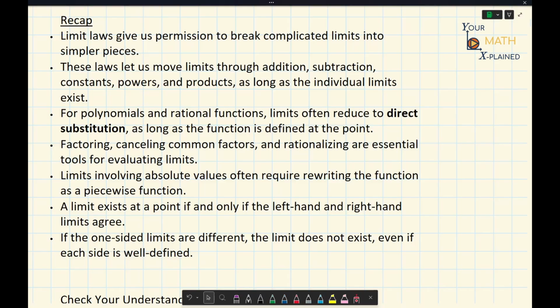When you're faced with a problem where you can't direct substitute because the function isn't defined at the point, you can try factoring, canceling common factors, and rationalizing to see if you can manipulate the expression into something you can work with. And in our last example, we saw how limits involving absolute values require us to rewrite it as a piecewise function, and we must evaluate the limit from the left-hand side and right-hand side. If these one-sided limits are different, then the limit does not exist, even if each side is well-defined.